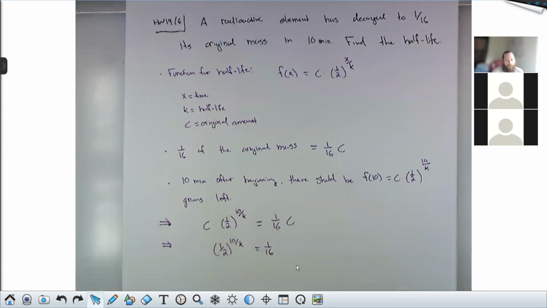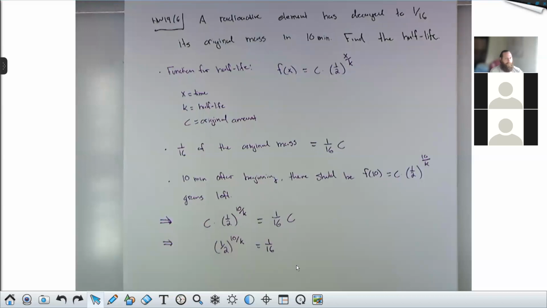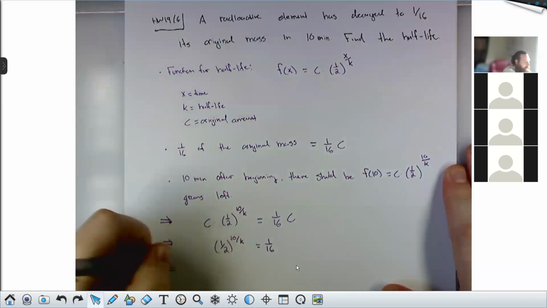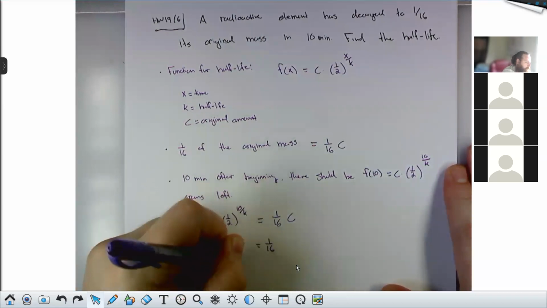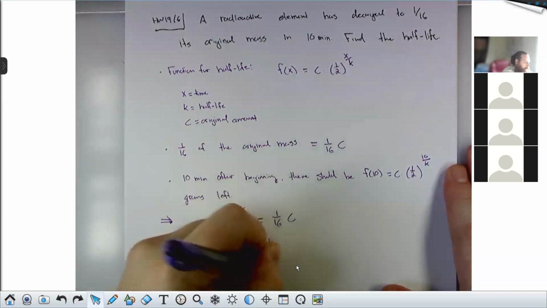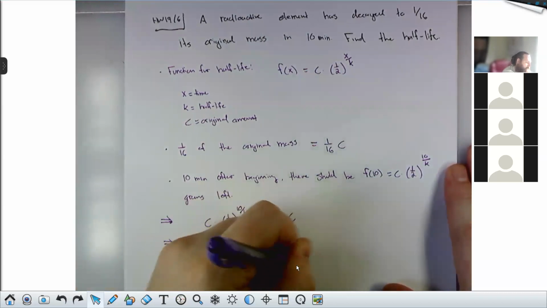And that gets me here. My goal is to find k, which is the half-life. So what would be a good next step in solving this exponential equation for k? Taking the natural log of the two to bring the 10 over k down. Yeah, excellent. I can take logarithms on both sides, and taking the natural log, I agree, is the nicer way to do it. You can take whatever base log you want. Everybody and their mom uses the natural log.